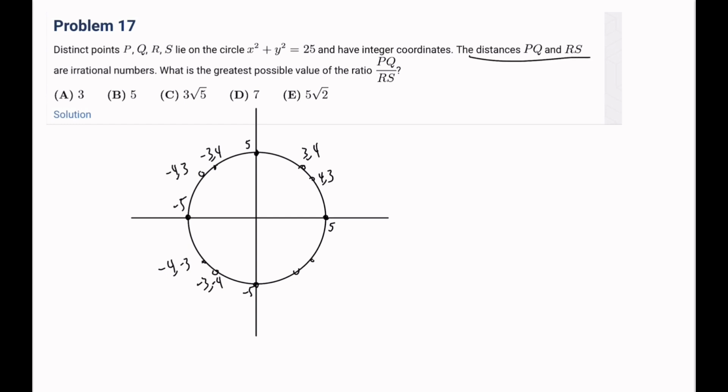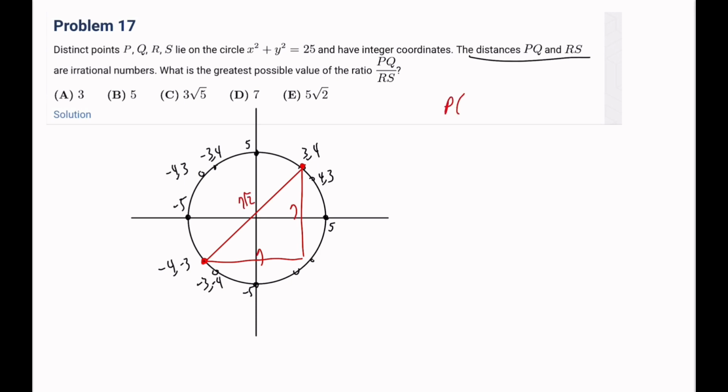But then the distances PQ and RS have to be irrational numbers, and so the diameter can't be PQ or RS, right? And so the greatest possible value of PQ over RS would be when PQ are at these points and they are connected like that, because that would make this length 7 and this length 7, so it's 7 root 2, right?